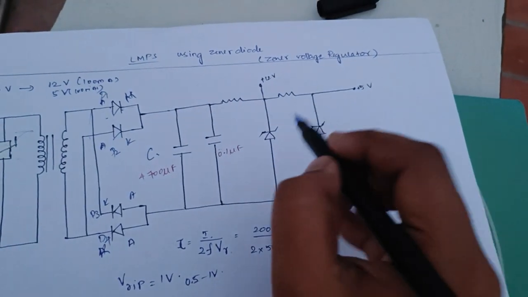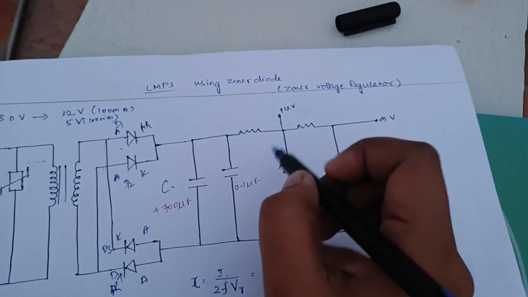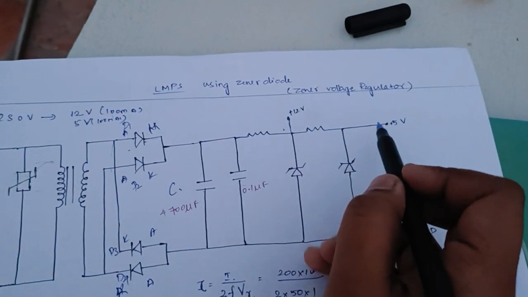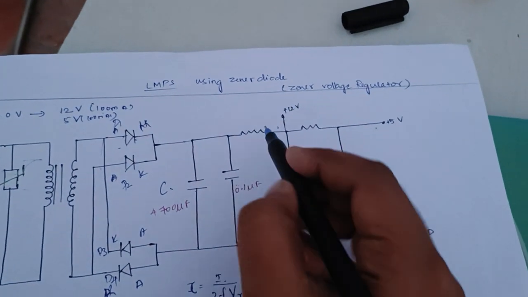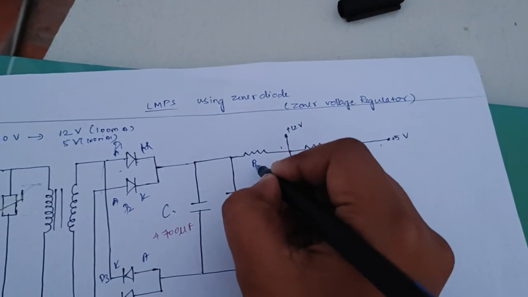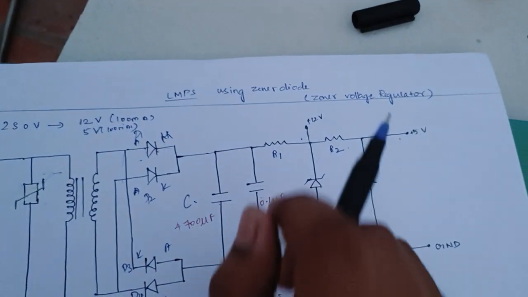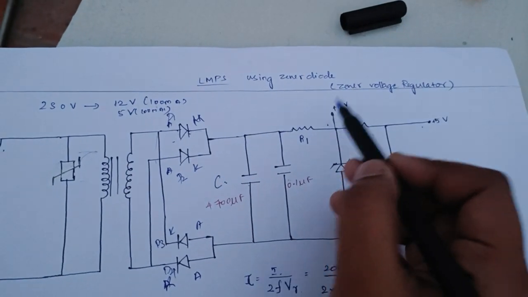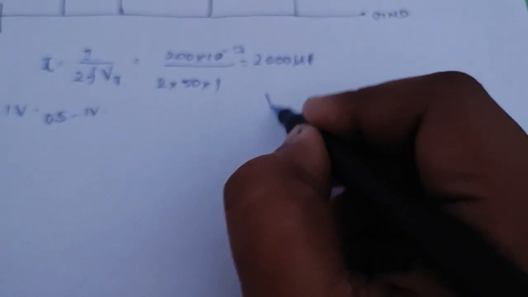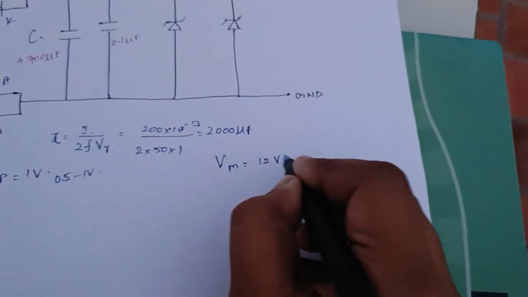Next we will see about the regulators. 2 Zener diode regulators to get the 12 volt as output and the 5 volt as the output. So initially we are having the resistors R1 and R2. Okay, so one more thing we will see: for this 12 volt, the V maximum we have seen, right? Vm is equal to 12 volt.